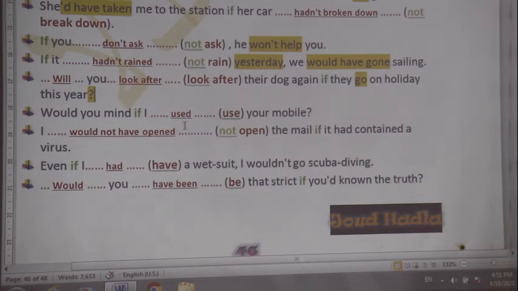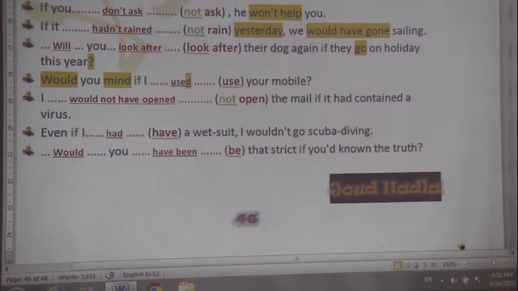Now, another example here, would you mind? So I have would, it's also a question. I have would plus the base form of the verb. In this case, I need the past simple in the if part. As you can see, use, and it's a regular verb, and it ends in E, so we only add D.